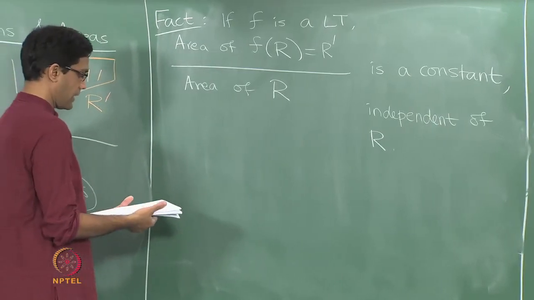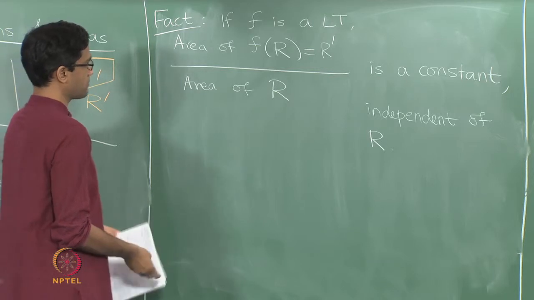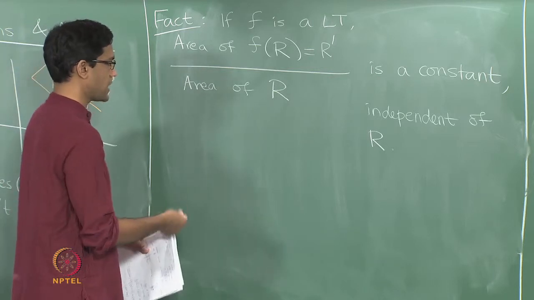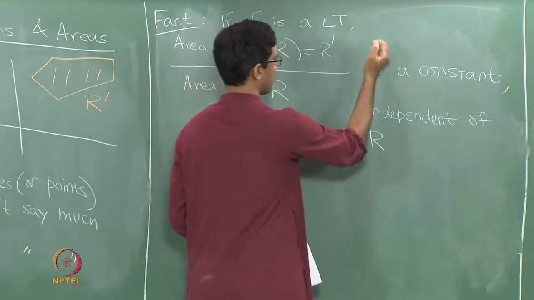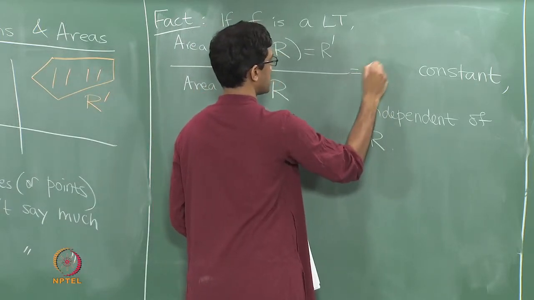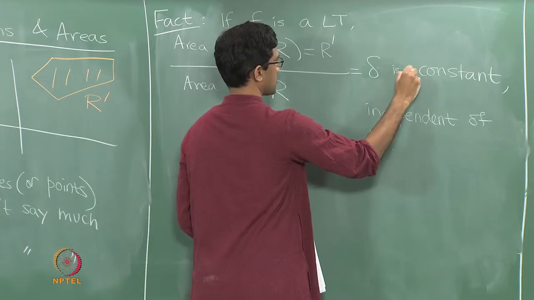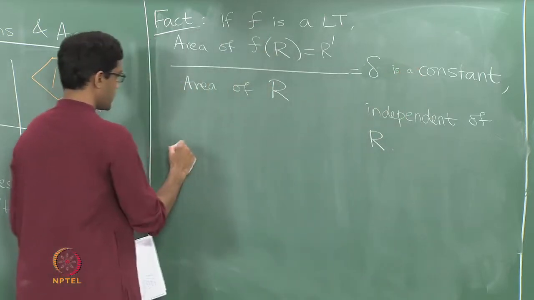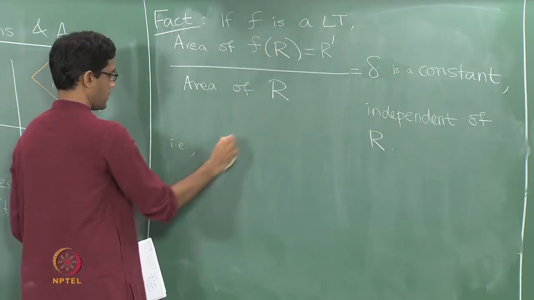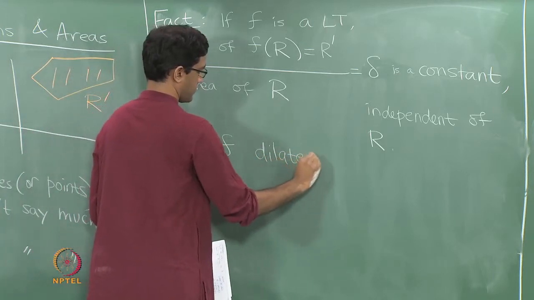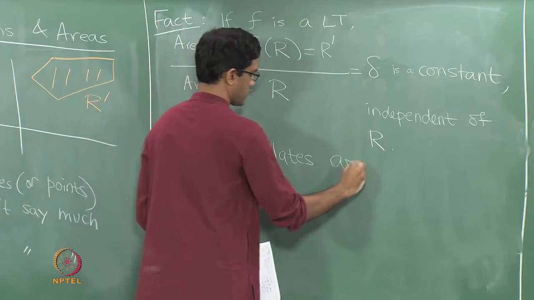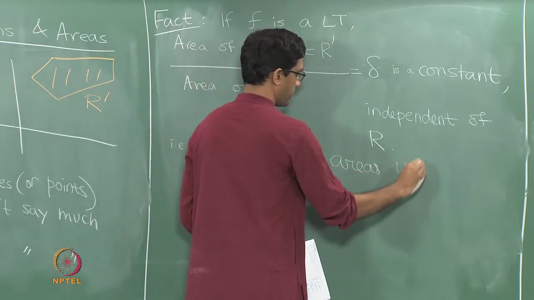And so what does it mean? In other words, f dilates area uniformly by this constant. So let us give this constant a name, let us call it delta. This is a constant. In other words, f dilates areas uniformly by this factor.